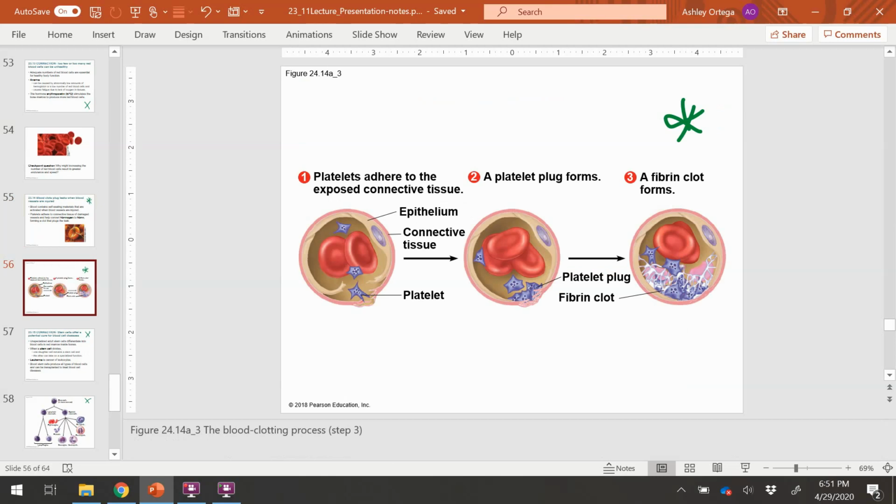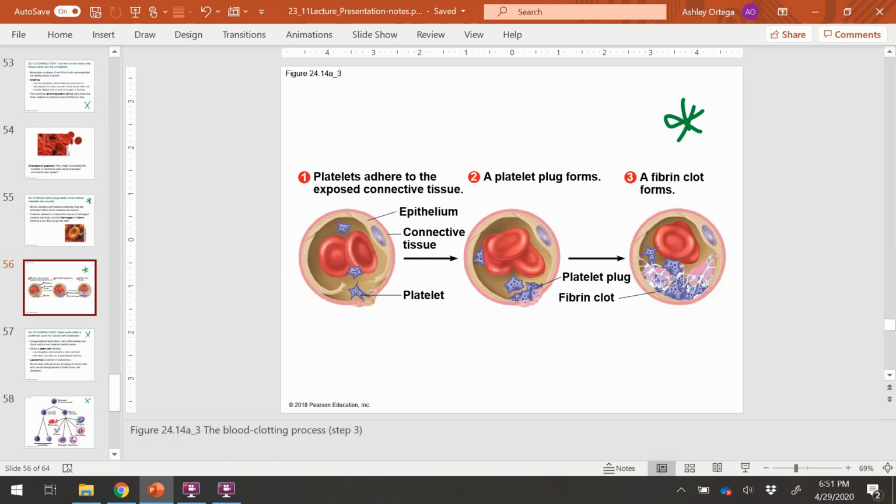First, there has to be an injury, so the vessel has to rupture in some way. From there, a platelet usually binds to the exposed connective tissue of the vessel. Then this will attract more platelets, so more platelets come and bind to that region, and this forms what we call a platelet plug.